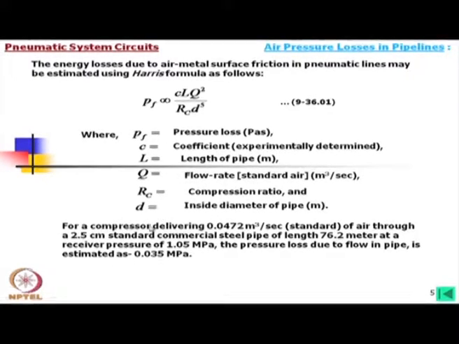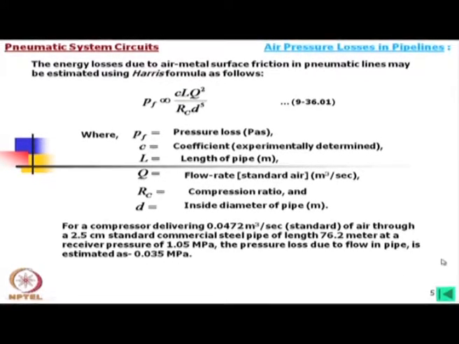This conversion I have not done, but as per the calculations, for a compressor delivering 0.0472 meter cube per second of standard air through a 2.5 centimeter standard commercial steel pipe, which is just a 1 inch pipe converted like this, with length 76.2 meter, around 250 feet, at a receiver pressure of 1.05 megapascals, the pressure loss due to flow in the pipe is estimated as 0.035 megapascal for this length. Okay, this is all right.